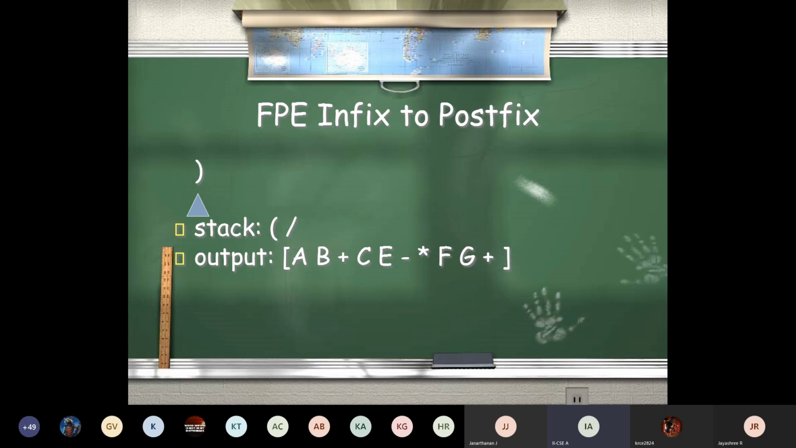Then you are having a division operation. Since you are having a closing bracket here, I have to pop contents from your stack till open bracket is encountered. So pop contents from your stack, that is a division operation. You are going to pop and place it into your postfix expression, and then the stack goes empty. Okay, so this is the way we are going to convert your infix to postfix using a stack.